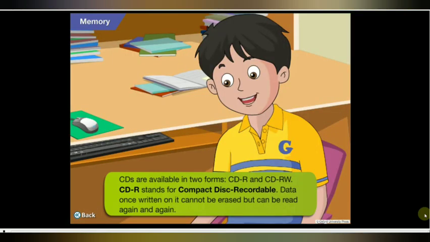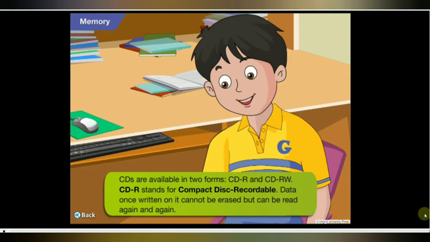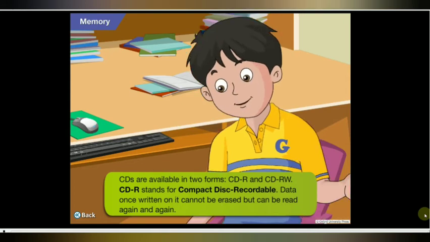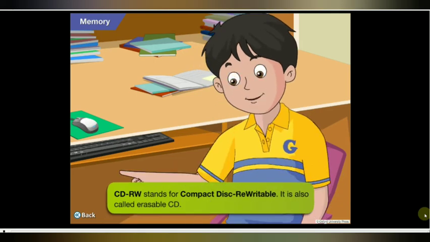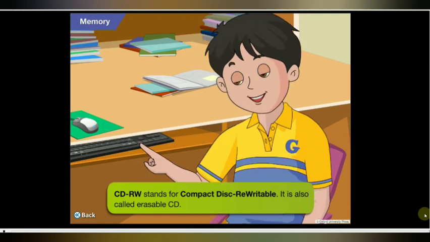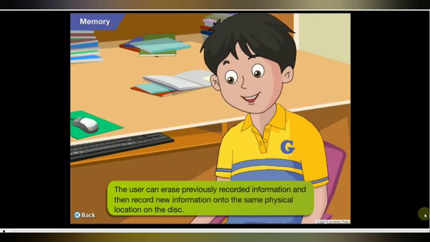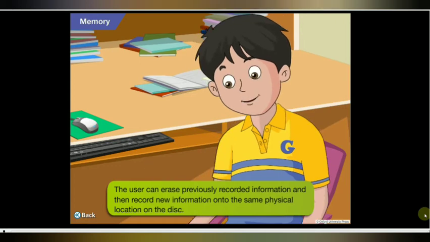I also know that CDs are available in two forms. One is the CDR, which stands for Compact Disc Recordable. Data once written on it cannot be erased, but can be read again and again. The second is the CDRW, which stands for Compact Disc Rewritable. It is also called Erasable CD. The user can erase previously recorded information and then record new information onto the same physical location of the disk.